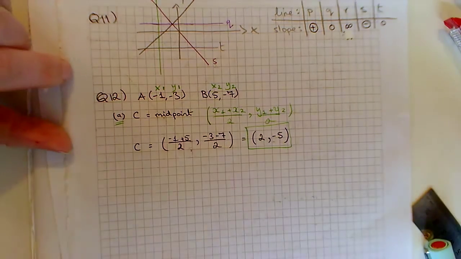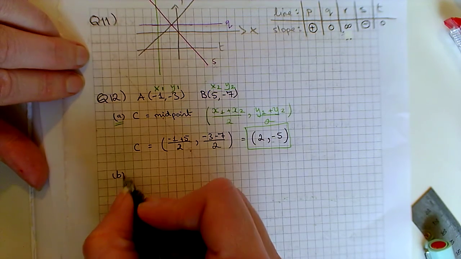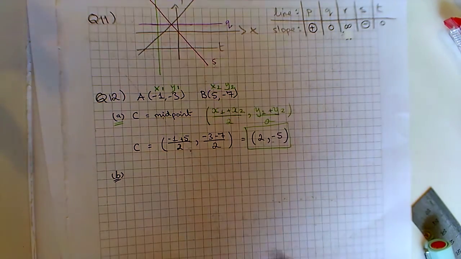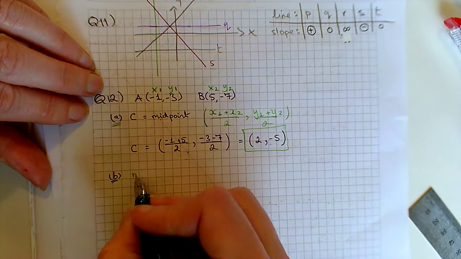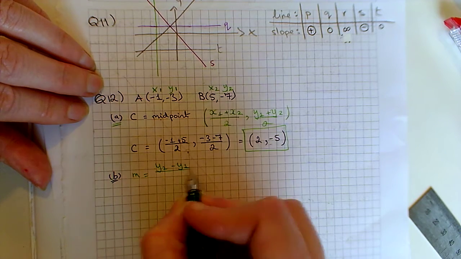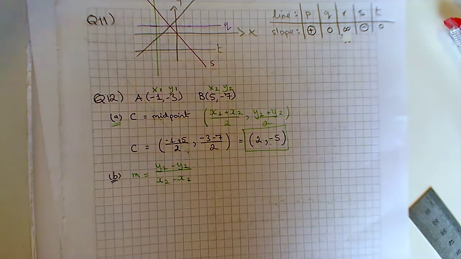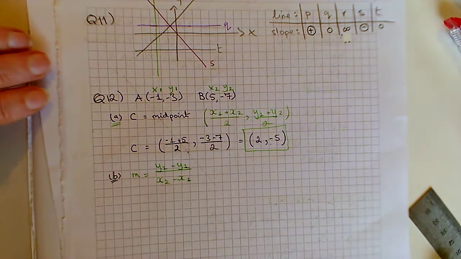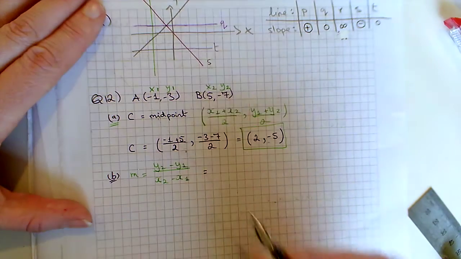Part B then, we're asked to find the slope of AB. Okay, we're not going to do this by a picture. We're going to use our slope formula. The slope formula is the difference between the y values, y2 minus y1, divided by the difference between the x values. So the y values are always on top. Hopefully you know that formula by now. I have these labelled already.